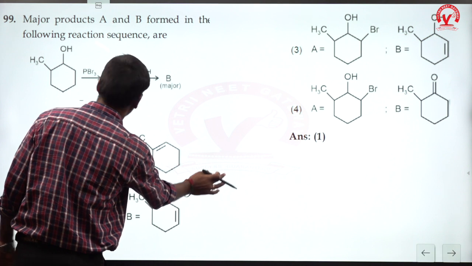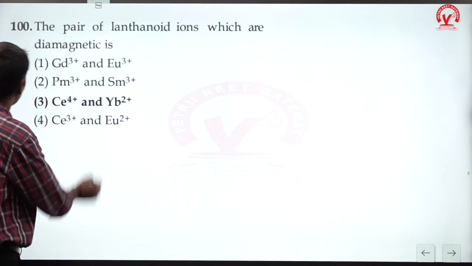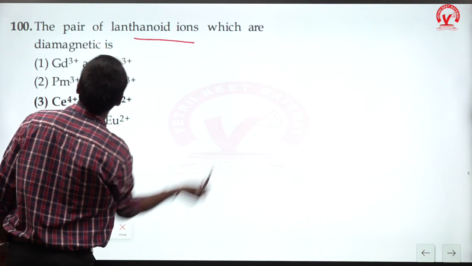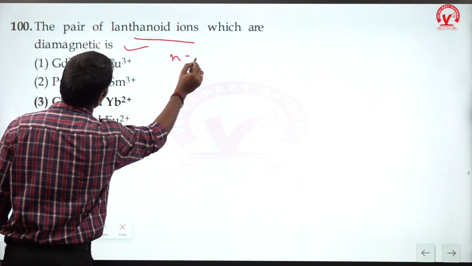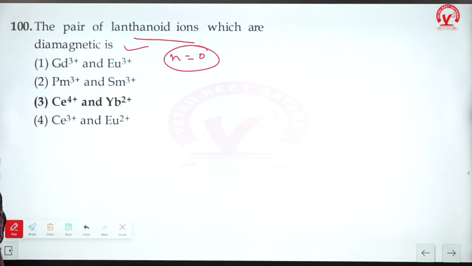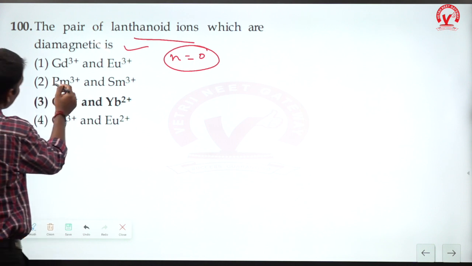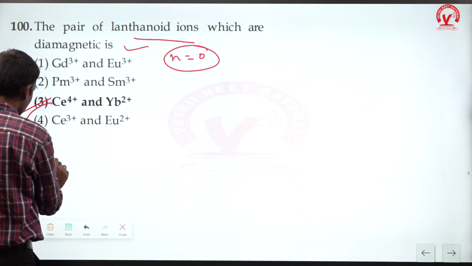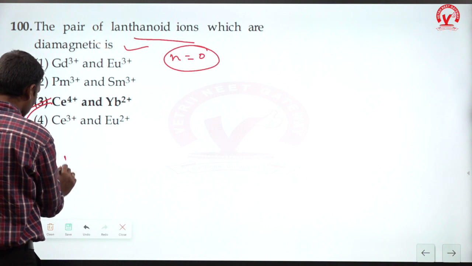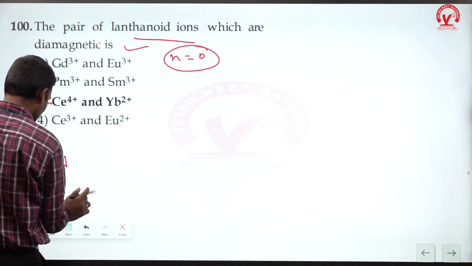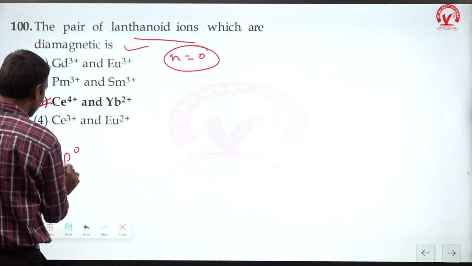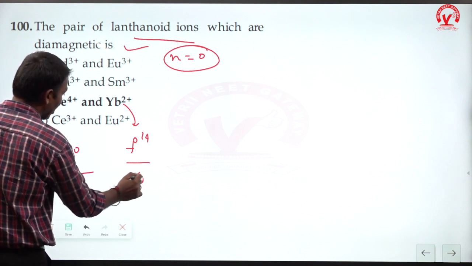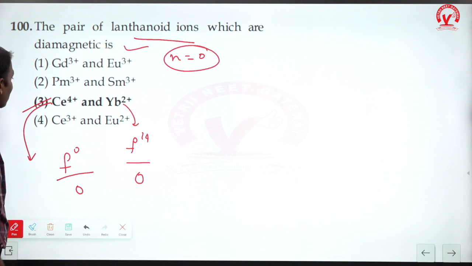Then move on to the next question, question number 100, the last question. It is the f-block elements, lanthanides. So the pair of lanthanides which are diamagnetic in nature, that is n value 0 here, no unpaired electrons. So please observe, in this case option 3 is the correct answer. Why? Because in option 3, cerium has electronic configuration f0, and ytterbium has f14 electronic configuration. So here 0 unpaired electrons, here also 0 unpaired electrons. So option 3 is the correct answer in this case, right?